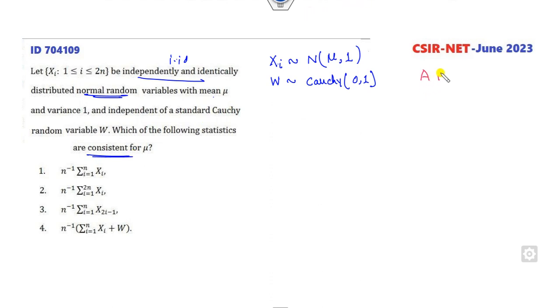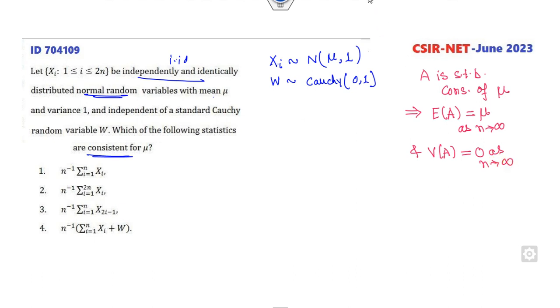So remember, A is said to be consistent for mu. What is the meaning of that? You have to find the expected value of A must be mu as n approaches infinity, and the variance of the quantity A is 0 as n approaches infinity. If you prove these two properties, it means this is consistent. How can you think about that?